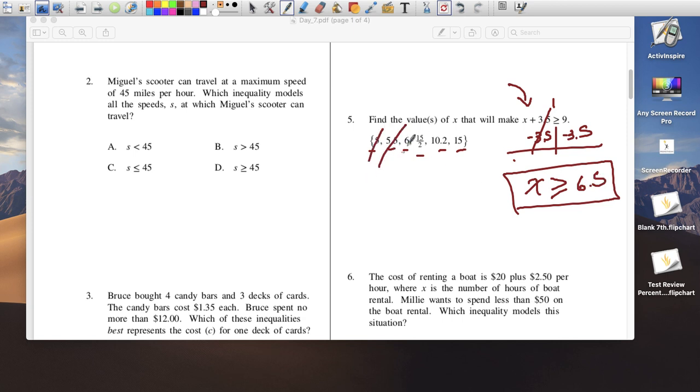No. 5.5 is a no. 6 is a no. This one is okay because it's greater than 6.5. 15 is okay because it's greater than 6.5. And what's 15 over 2? That's another way of saying 7.5. So that's okay. So these three values will make that inequality true.